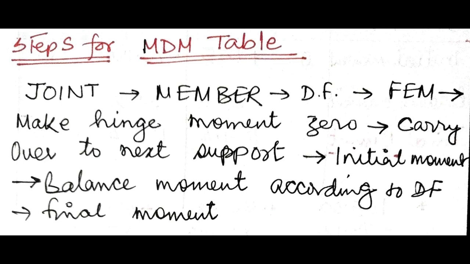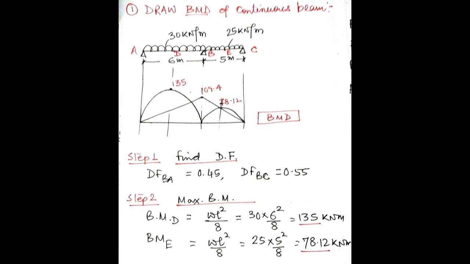So balance moment according to the distribution factor, and finally you write the final moment. So this is for one iteration. I will explain to you where to stop the iteration. But after this, if the value doesn't match at the joint, then we have to go for the second, third, fourth, fifth iteration and try to close the difference between the two members at a joint. So let us look at the example.